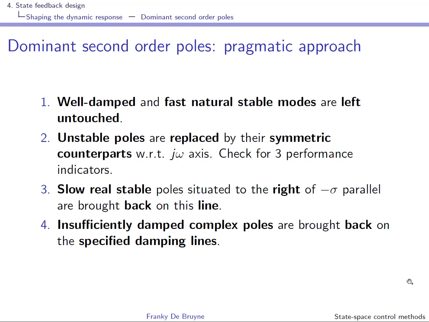The performance constraints on the settling time will impose a minus sigma parallel on the dominant second order poles that you have to assign. So slow real stable poles situated to the right of this minus sigma parallel should be brought back on this line to accelerate the closed loop response. Insufficiently damped complex poles should be brought back on the specified damping lines that are consistent with your performance specifications.